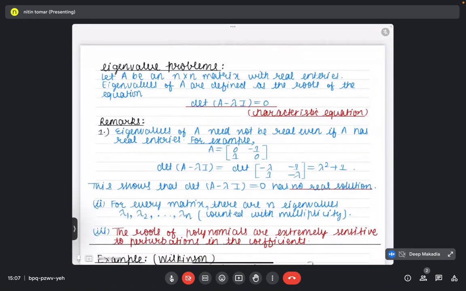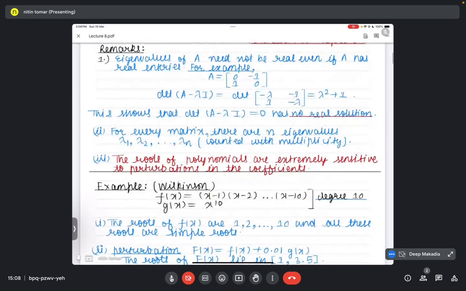Determinant of A minus lambda I equals 0, and this is called the characteristic equation. So eigenvalues are nothing but the roots of the characteristic equation. Now why are we studying these? Because we will see a method known as the power method which uses this eigenvalue.